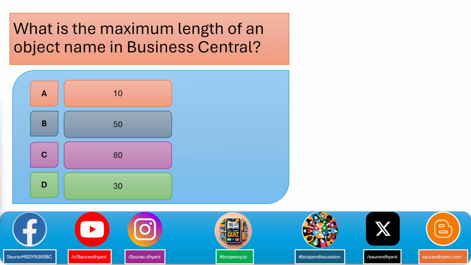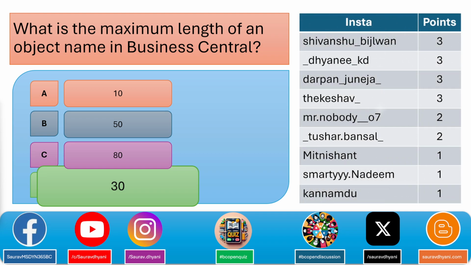The third question was, what is the maximum length of an object name in Business Central? So when you go into AL development and you start creating an object, what is the maximum length of that object name that you can give in Business Central AL development? And the correct answer is 30 characters. And that updated the leaderboard here. You can see if your name is there or not.